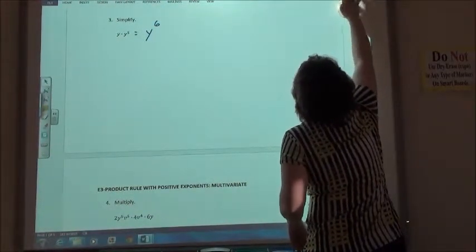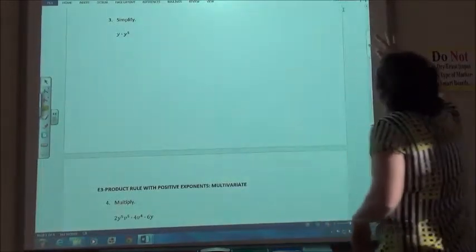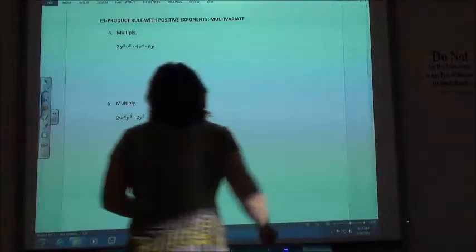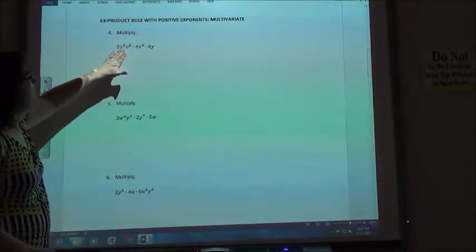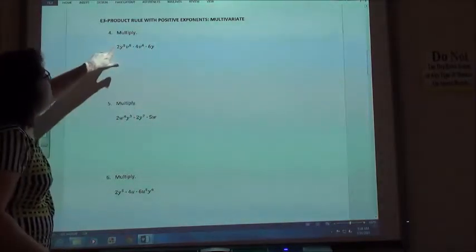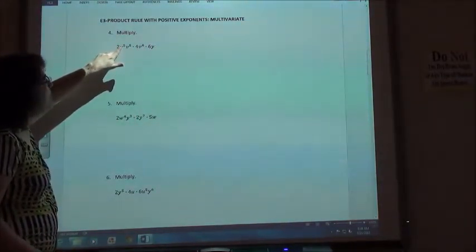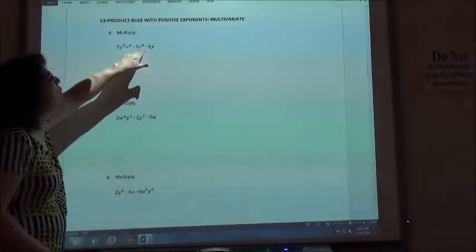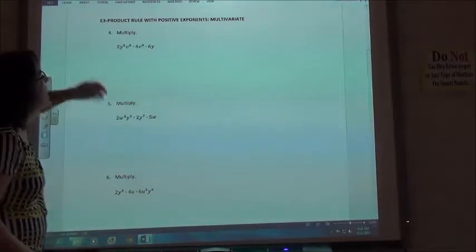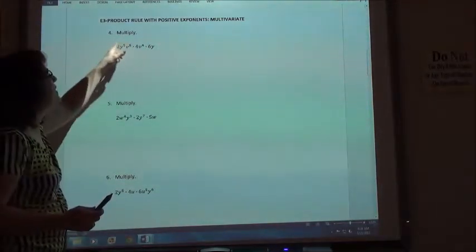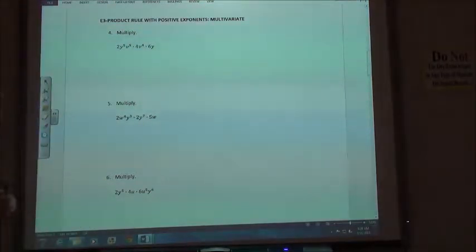If I can get my board to work so I can erase the board. There we go. Now we're going to do multivariate expressions: 2y to the 5th, v to the 5th, times 4v to the 4th times 6y. This really means 2 times y to the 5th times v to the 5th, times 4 times v to the 4th, times 6 times y. I could have little dots in between each of those, but I want you to realize that each of these is a separate expression. When I multiply, I'm going to multiply the like things together.